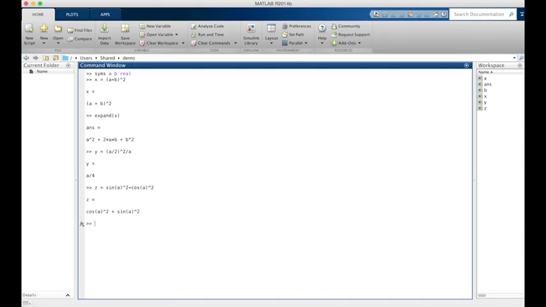The simplify command will simplify an expression using known identities. In this case, we know that sine squared plus cosine squared is 1.